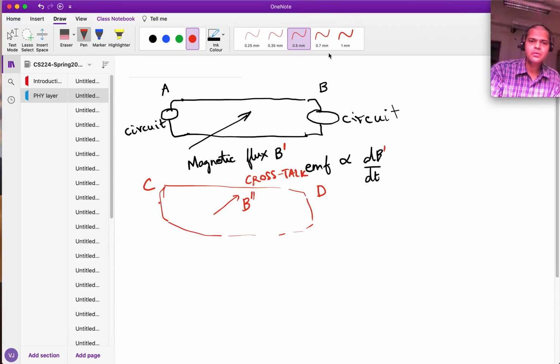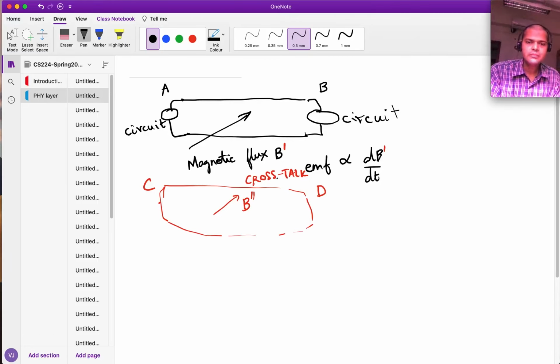Okay, so what do we do about this? We need to somehow ensure that this crosstalk is low. So how are we going to do it? So many of you are JE experts, right? And so you probably have figured out the answer. So we need to reduce this loop area. That's one way to do it.